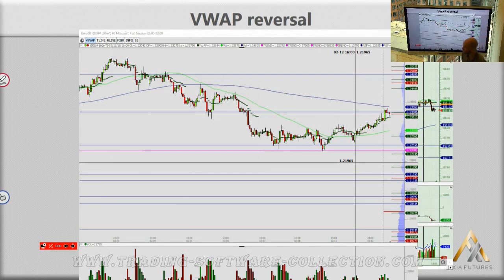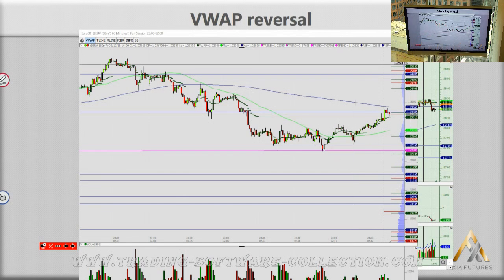Apparently there's also one on oil. Great reversal VWAP with a break of range, on oil 5 minutes as well. Okay, let's go and have a look at the oil one as well. Good to see people spotting these though.